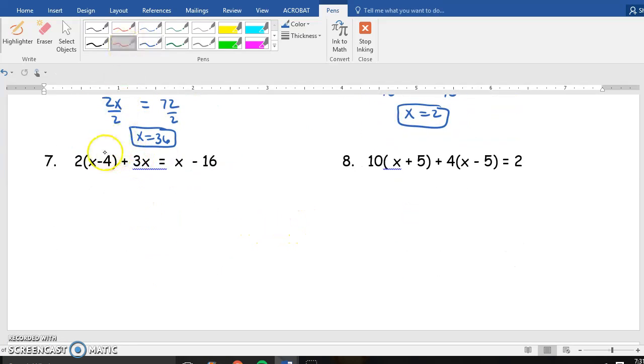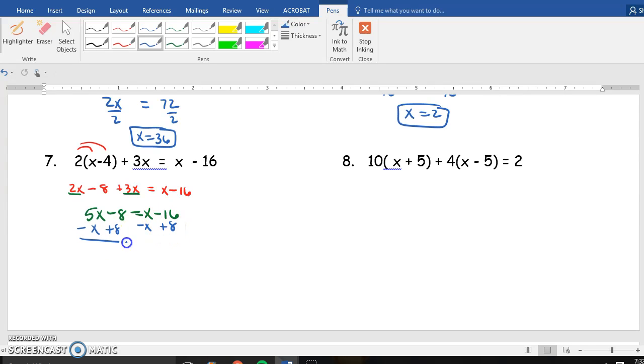All right, number 7. 2 times x will give me 2x. 2 times negative 4 is minus 8. Then I bring down the plus 3x equals x minus 16. Again, keep close track of your signs. 2x plus 3x, they're on the same side, so I combine them as is. Bring down the minus 8 equals x minus 16. Then I'm going to subtract x. I'm going to add 8. 5x minus x is 4x equals negative 16 plus 8 is negative 8. I'm going to divide by 4, and x is equal to negative 2.